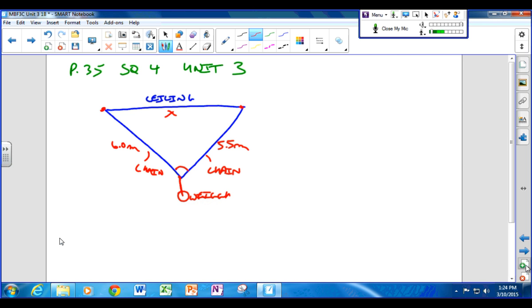Now, what other piece of information do we have? The angle between the chains is 105 degrees. Okay, we're good. 105 degrees. I think we're going to be all right there.